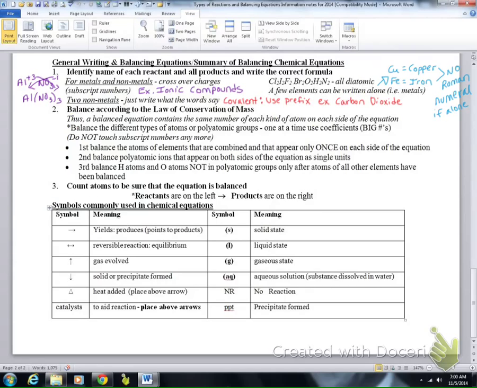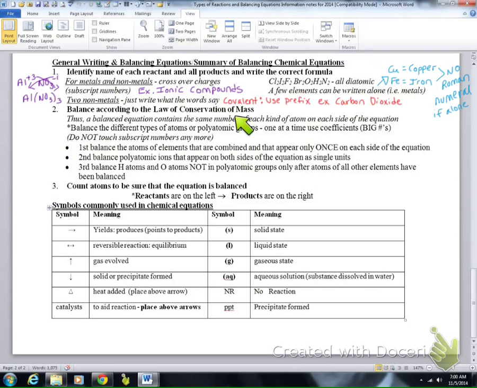And then also a few elements are just going to be written alone. So for example, we're going to have metals by themselves, so copper or iron. These guys don't need a Roman numeral because they're not attached to anything. So if we remember our oxidation numbers, the charge on these would be 0 because they're atoms by themselves.